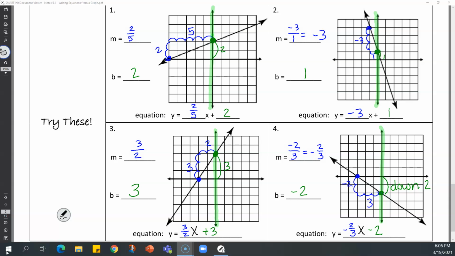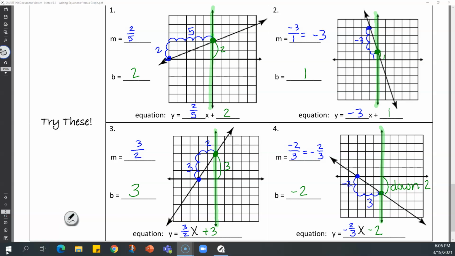Okay. Number 3, my slope is 3/2, 3 up and 2 to the right, or 3 down and 2 to the left. My y-intercept is here at 3. 3 up from the origin is right there. So my equation is y equals 3/2 x plus 3. Do not forget your x.